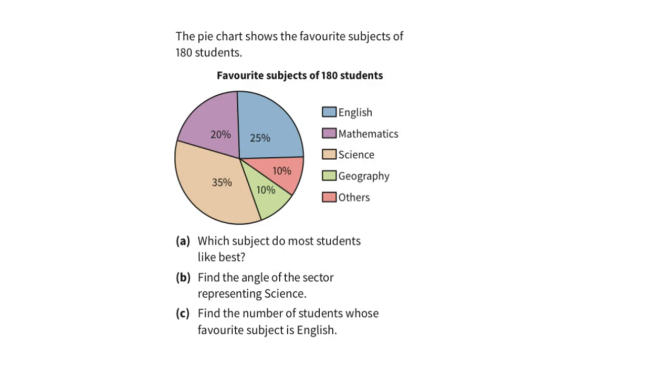Okay, the pie chart below shows the favorite subjects of the 180 students. Which subject do most students like? This is pretty straightforward. We go straight for the highest percentage, or the biggest sector. So this one would have to be Science, the yellow color. Let's just write it down. Science. Then find the angle of the sector representing Science.